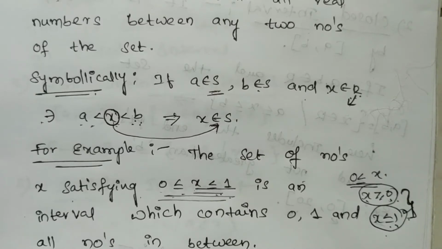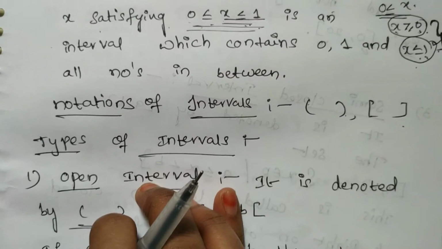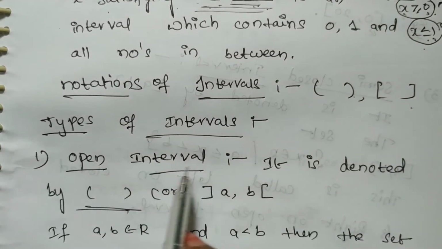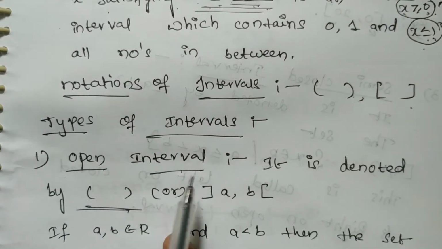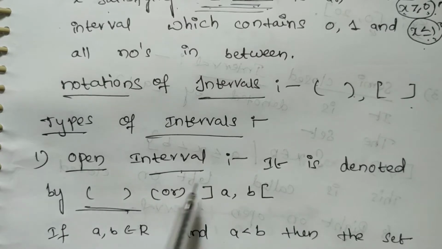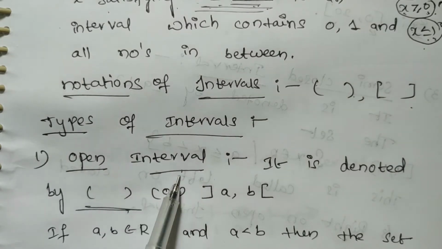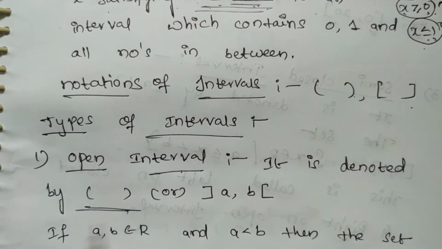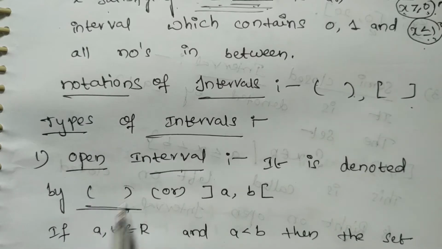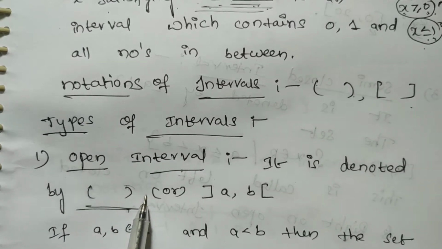So next, types of intervals. We have open interval, closed interval, semi-open interval and semi-closed interval. So first let me explain the open interval. The open interval is denoted by this notation.